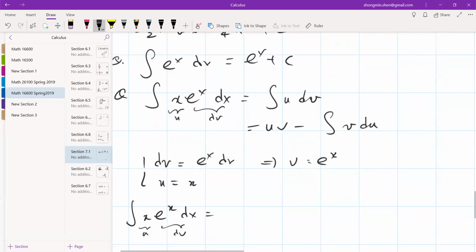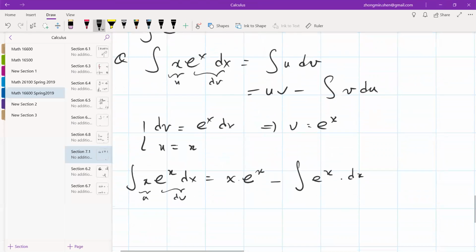So uv, u is x, times e to the x, minus the integral of v du. v is e to the x. What is du? du is just dx. But I like e to the x. It's okay. The antiderivative will be itself, plus a constant. So it's very important which part should be u and which part should be dv, right?